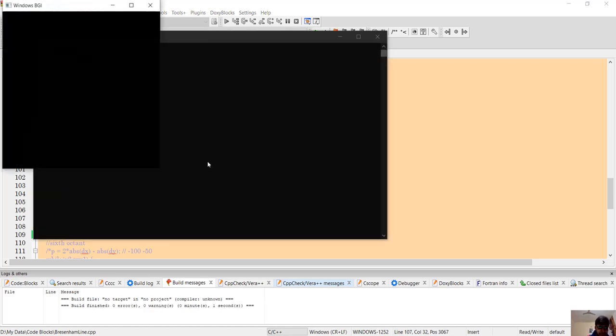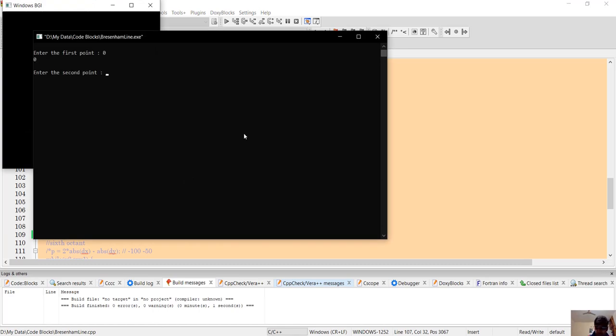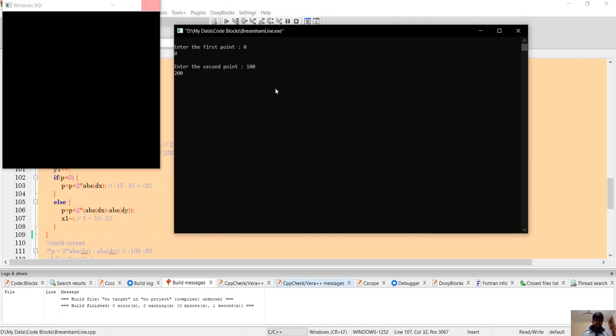Let me press F9. 0 comma 0, 100 comma 200, that will be of our second octant. If we try to run our second octant in our third octant code, it will give us a straight line in the positive x y direction. Holy crap, it's working. Yeah, it is working because I have taken the mod. If I hadn't taken the mod, it won't work.